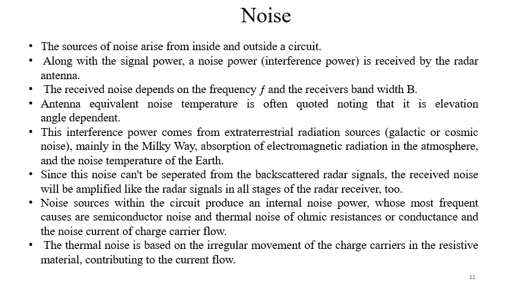Along with the signal power, a noise power, that is the interference power, is received by the radar antenna. The received noise depends on the frequency f and the receiver's bandwidth b. Antenna equivalent noise temperature is often quoted, noting that it is elevation angle dependent. This interference power comes from extraterrestrial radiation sources like galactic or cosmic noise, mainly in the Milky Way, absorption of electromagnetic radiation in the atmosphere, and the noise temperature of the Earth itself.